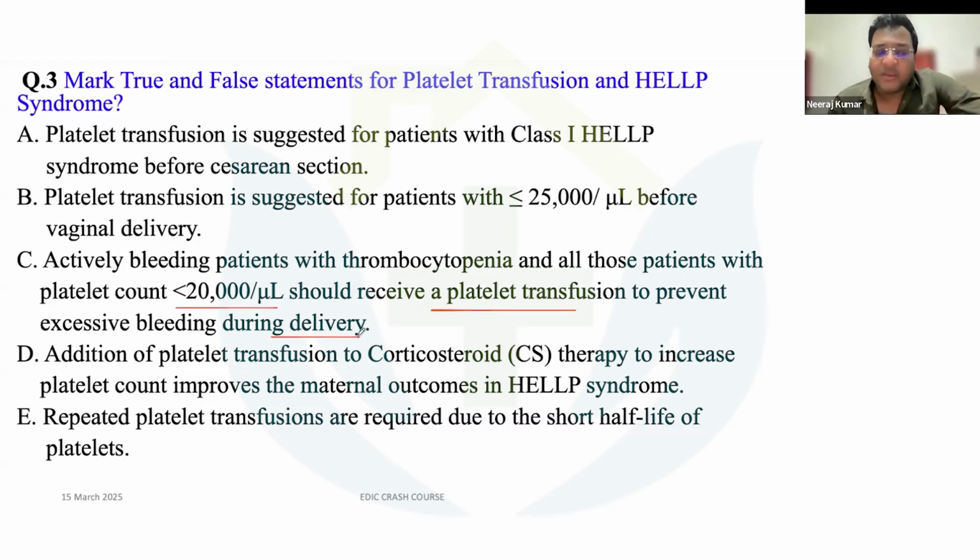during delivery. If you want to add a corticosteroid therapy to platelet transfusion, it improves the platelet count and it improves the maternal outcome in HELLP syndrome, which is true or false. And repeated platelet transfusion is required due to the short half-life of platelets.